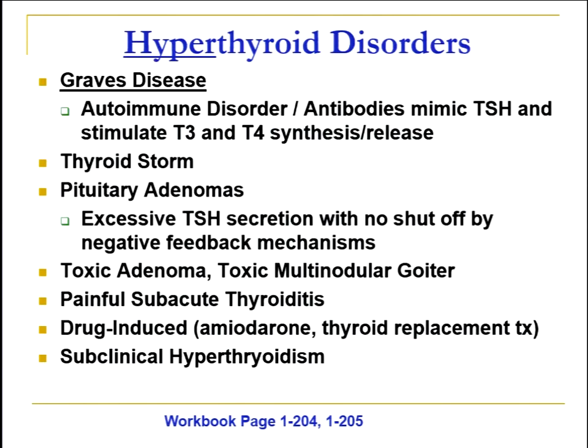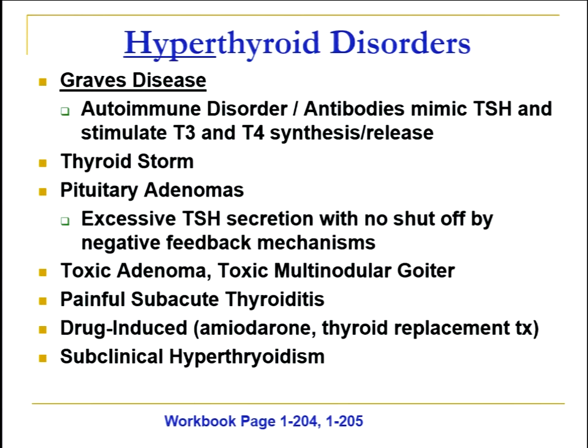And first, we're going to start out with hyperthyroidism. We're going to focus our time on Graves' disease, which is probably the more common disorder you're going to see in hyperthyroidism. Again, this is an autoimmune disorder where your body naturally stimulates T3 and T4 synthesis and release by mimicking, through antibodies, your naturally formed TSH. So it mimics TSH and spits out way too much T3 and T4 in the body.